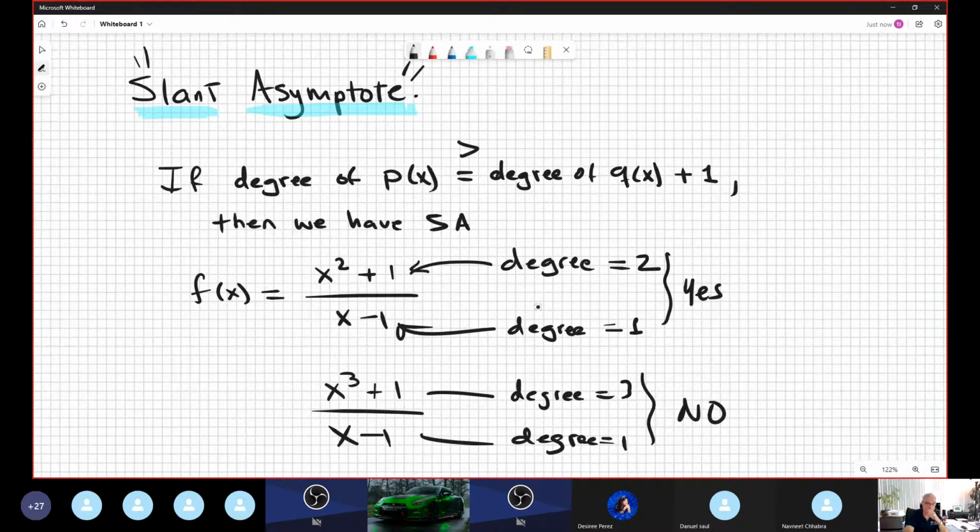So we have a slant asymptote. And what is the slant asymptote? Well, the slant asymptote is an asymptote also, but not horizontal, not vertical. It's an inclined line. I don't know if the slope should be positive or negative. That depends on the problem, no?